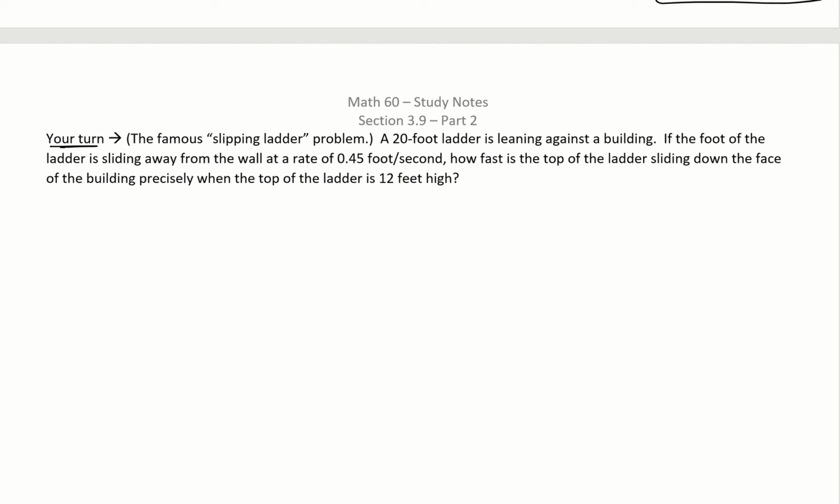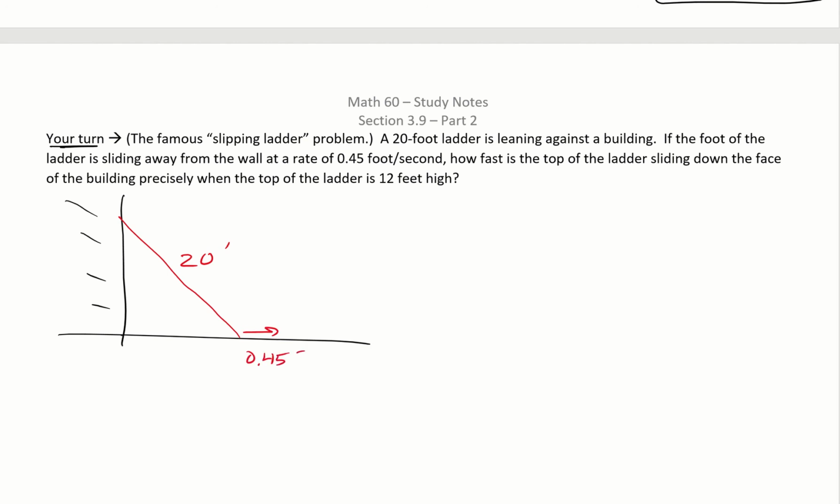A 20-foot ladder is leaning against a building. Okay, there's the building. 20-foot ladder. We're going to write that that is 20 feet. And if the foot of the ladder is sliding away from the wall at a rate of 0.45 foot per second, so it's going in this direction. The foot is sliding 0.45 feet per second, sliding it out.